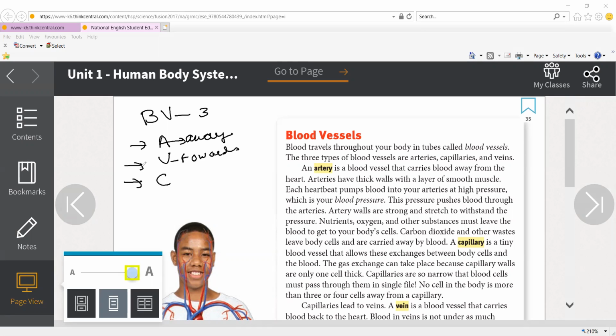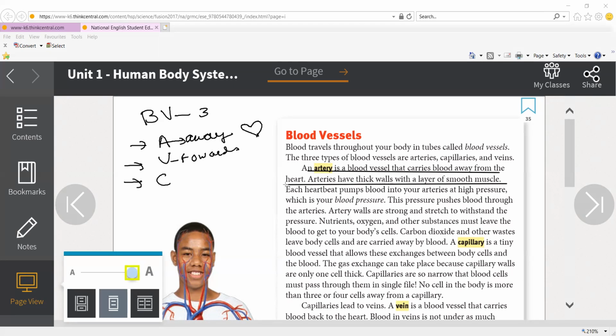Right? So veins bring blood towards the heart, and arteries carry the blood away from the heart to the parts of the body. Away from the heart, towards the heart. I'll just draw the heart here so that you remember. So the artery, please highlight this one. The artery is a blood vessel that carries blood away from the heart.